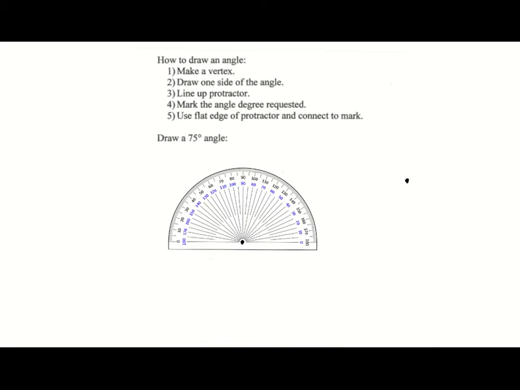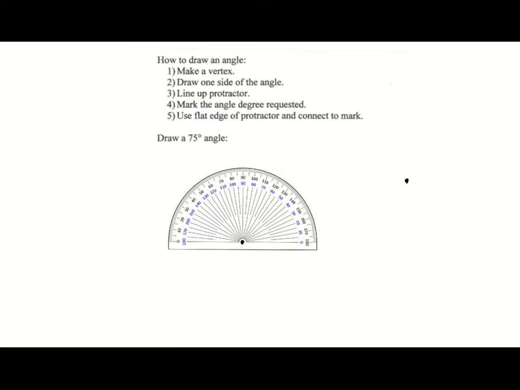If you use the flat side of your protractor, you can draw a nice straight line as your one side. And then you're going to line up the protractor with that point and that line. Line it up on there. And mark the angle degree requested. So we are looking for a 75-degree angle. So I'm going to go to 75 with my blue numbers here, which is right here.